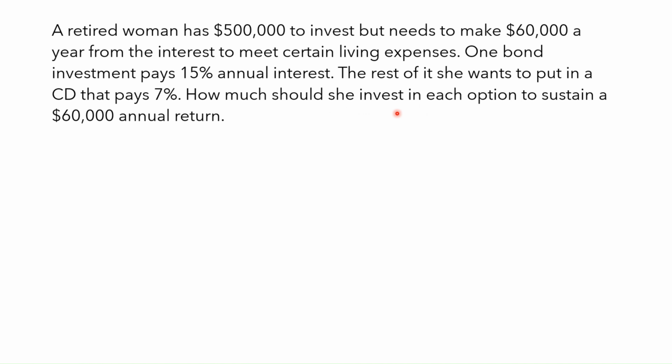Let us develop a mathematical model in order to figure out how much she should invest in each option to sustain a 60,000 annual return. Now, in order to do that, let's first define a variable x, that is the amount invested in the bond. So, amount in bond, and if x is the amount invested in bond, the amount invested in CD will be 500,000 minus x.